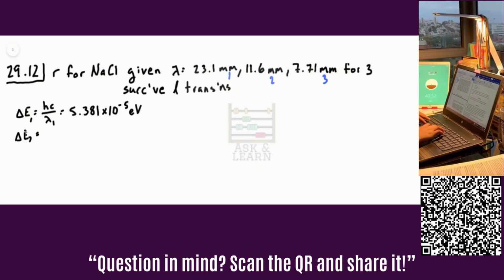Second one is 10.717 times 10 to the negative fifth electron volts. And delta E3 is 16.124 times 10 to the negative fifth electron volts.